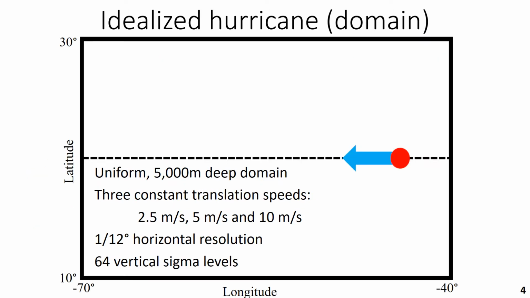So for my idealized study, I used a simple rectangular domain and examined constant translation speeds for the hurricanes, where they're moving westward. Three different speeds that I selected are 2.5, 5, and 10 meters per second, where my domain is in 1/12th degree resolution, and I'm using 64 different vertical levels and a flat, uniform 5,000 meter bathymetry.